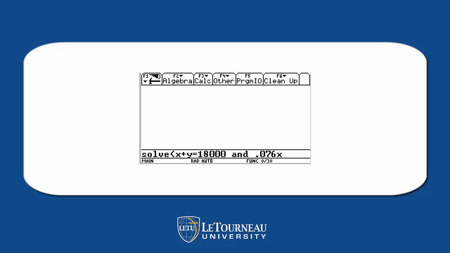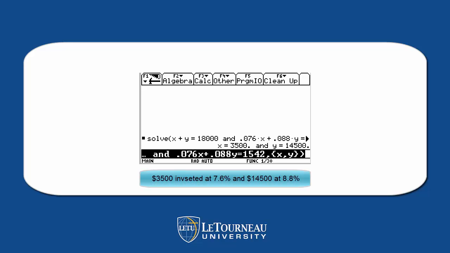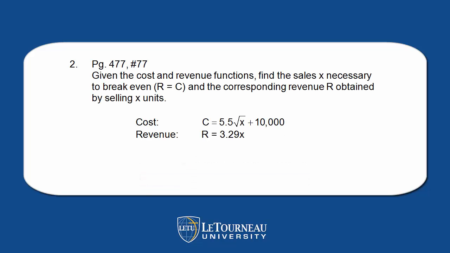We type in our second equation, 0.076x plus 0.088y equals 1,542, comma, and then in curly brackets, find the curly brackets on your calculator. We're going to ask it to solve for x and y. Now it's going to say it's busy for a little while here while it comes up with the answers, and it's going to come up with $3,500 at 7.6 and $1,450 at 8.8.